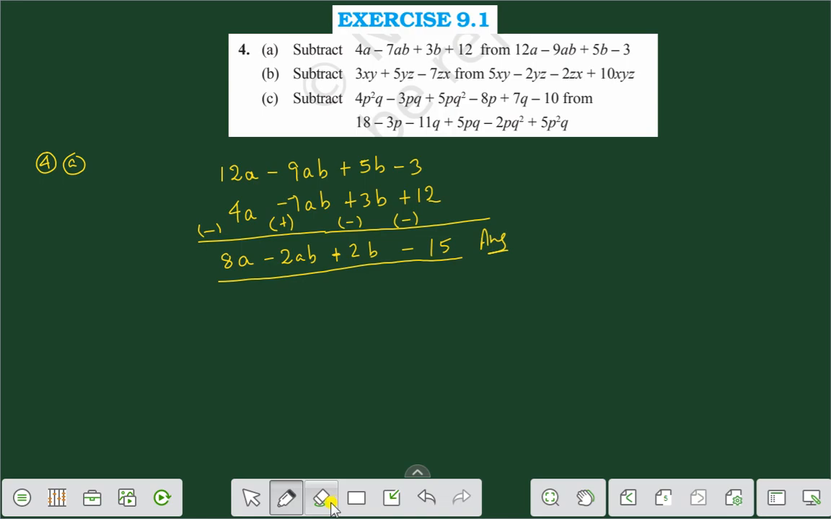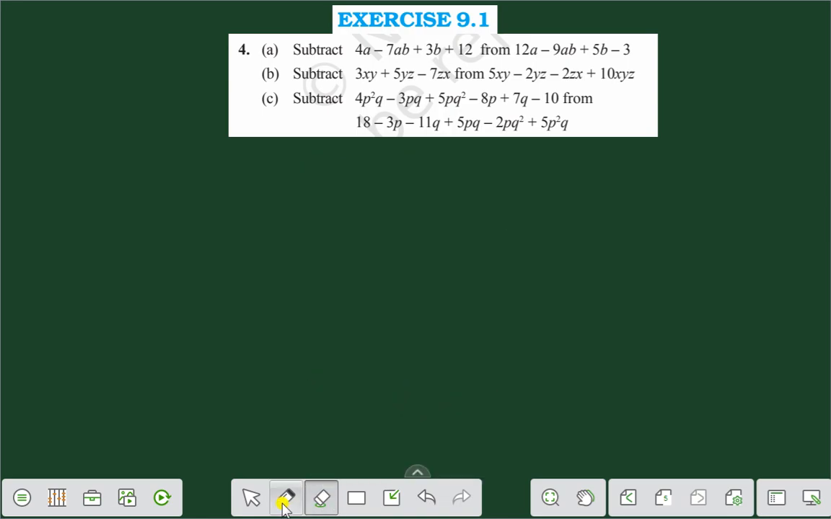Now, we solve question number 4b. Subtract this from this. Write 5xy minus 2yz minus 2zx plus 10xyz.